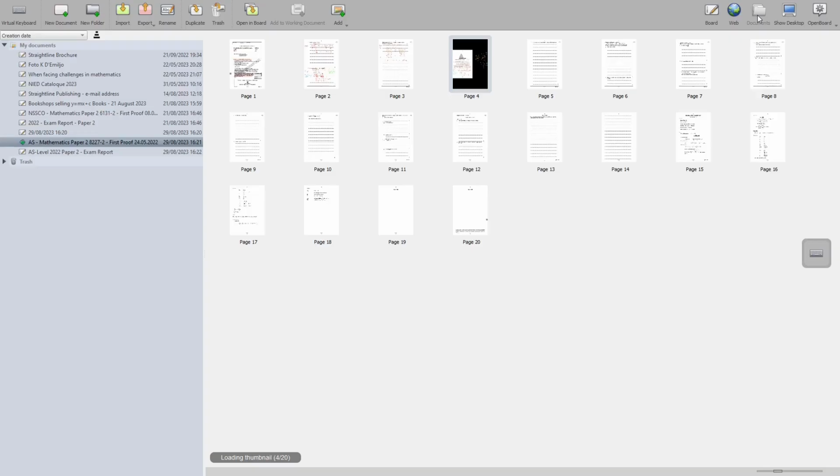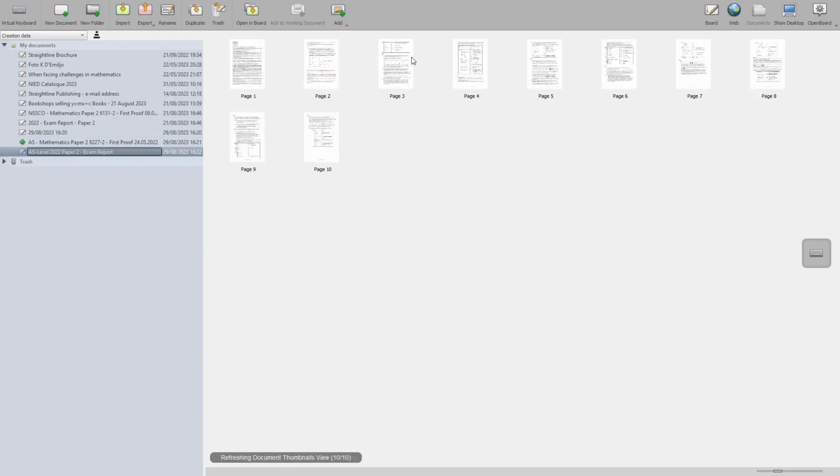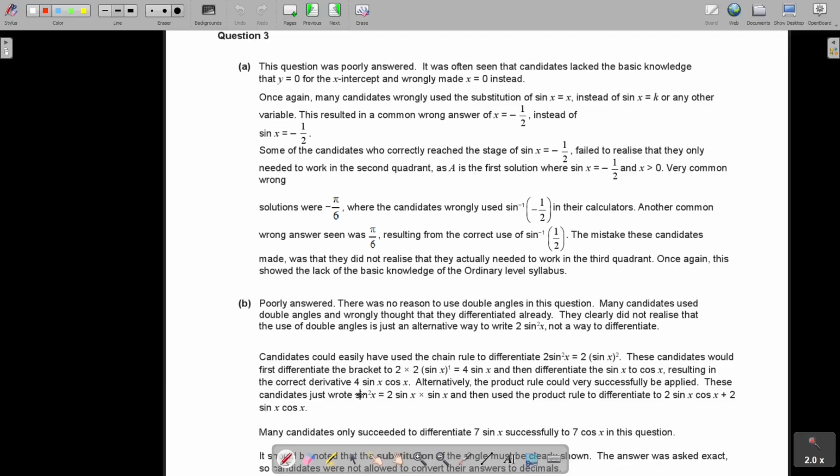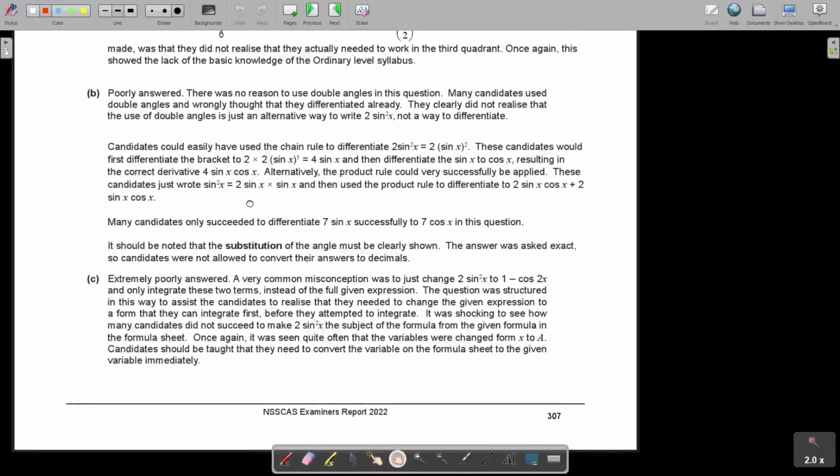Let's just go to the report again and see what they are telling me there. They say it's poorly answered. There was no reason to use double angles in this question. Many candidates used double angles and wrongly thought that they had differentiated already. No, it's not. It's differentiation that you did here. They clearly did not realize that the use of double angles is just an alternative way to write 2 sin, not a way to differentiate.